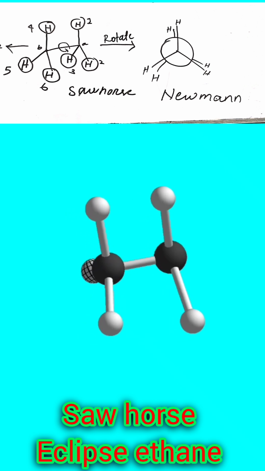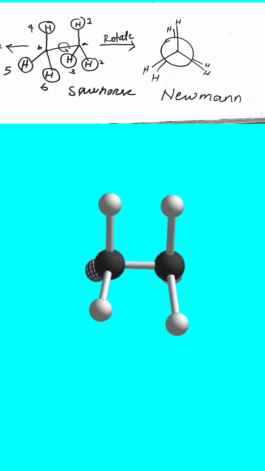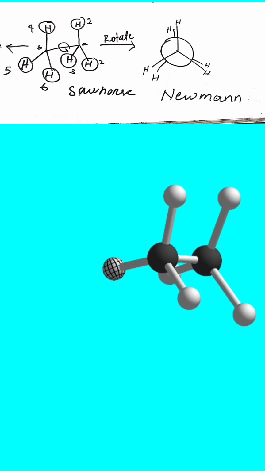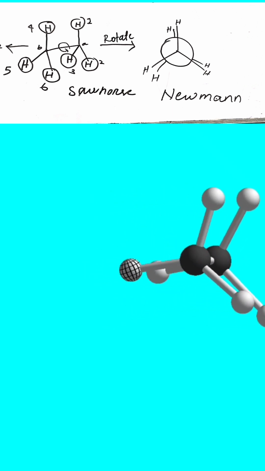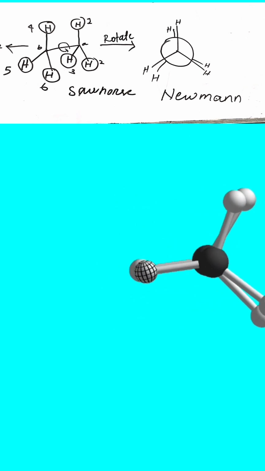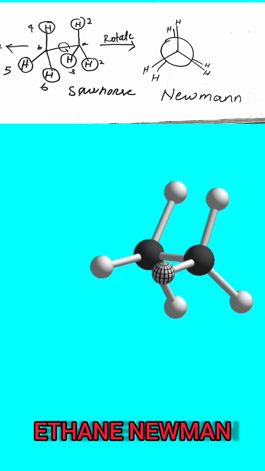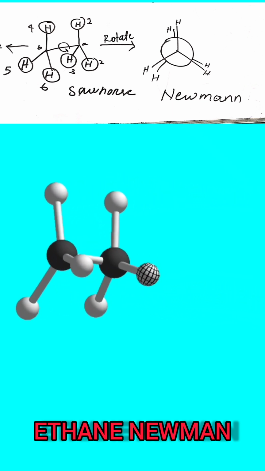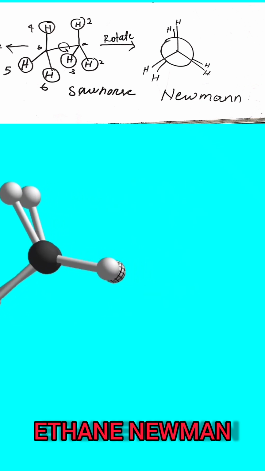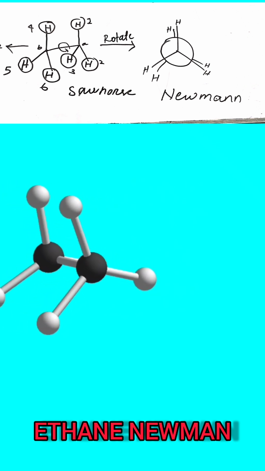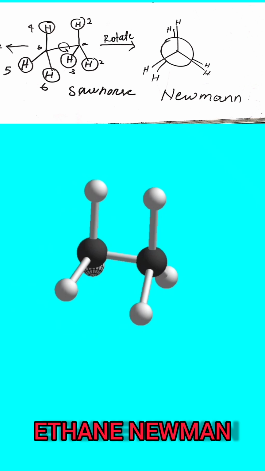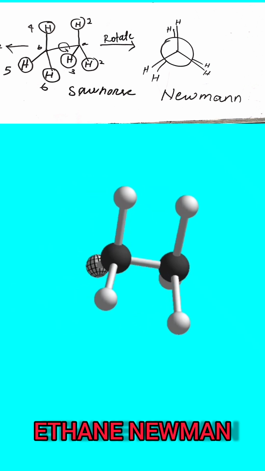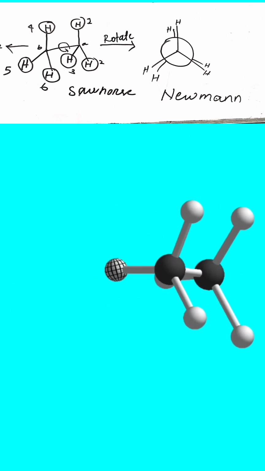Among these 6 hydrogens, 2 hydrogens are towards us and above the plane, 2 hydrogens are away from us or below the plane, and 2 hydrogens are on top of the carbon. The 2 hydrogens towards us are hydrogen 2 and hydrogen 6 as shown in the figure, and the 2 hydrogens away from us are hydrogen 5 and hydrogen 3.